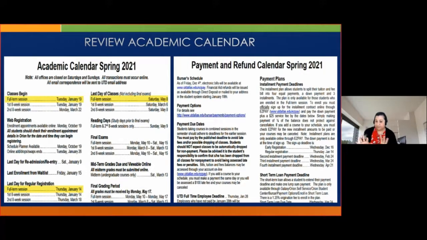Now, it does not display the complete calendar, so make sure that you go on the UTD page and get a copy. Go ahead and print it out. Add these dates to your own personal calendar on your phone, and maybe even set some reminders for yourself ahead of these deadlines so that they don't get past you. Everything kind of about registration revolves around the academic calendar, so it's very important that you have a copy and that you are aware of the deadlines that are coming up.